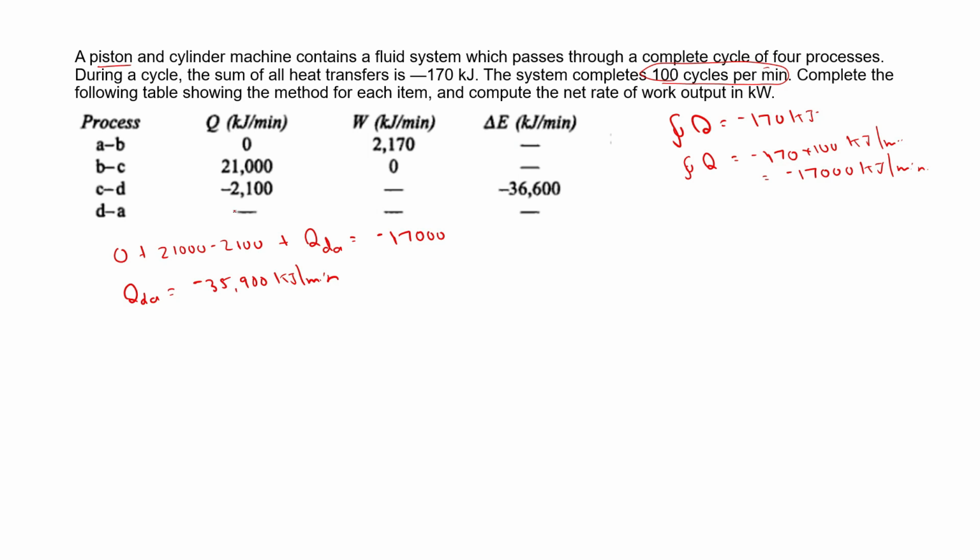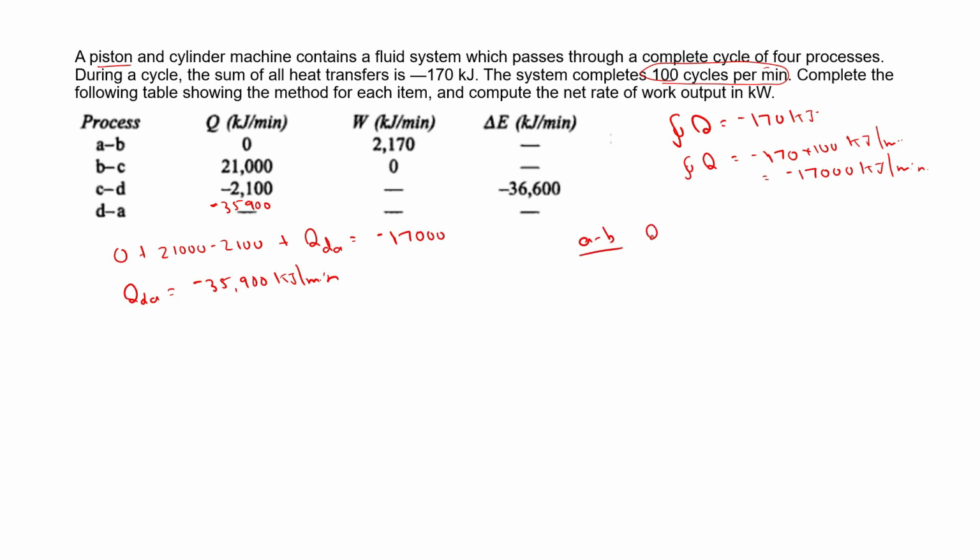Now let us find delta E. Okay, so we have got it here. This is minus 35,900. Okay, fine. So what is delta E?